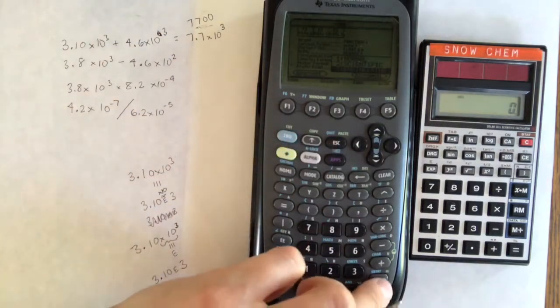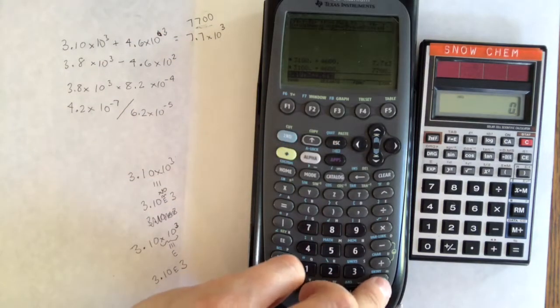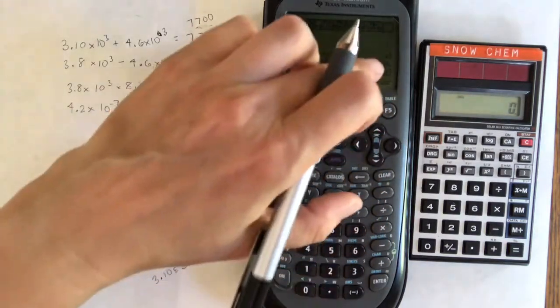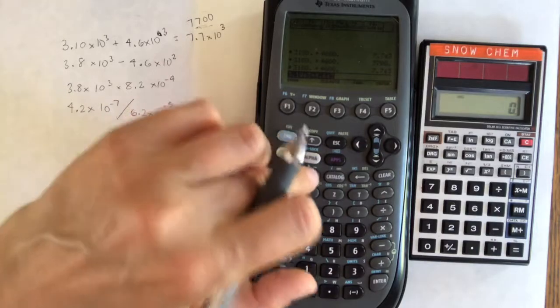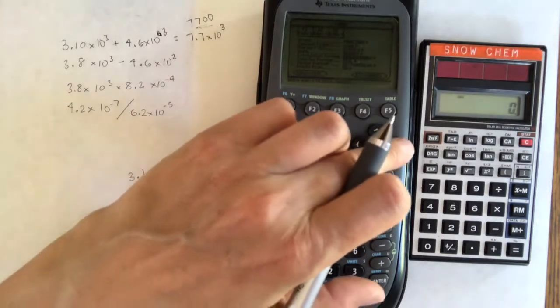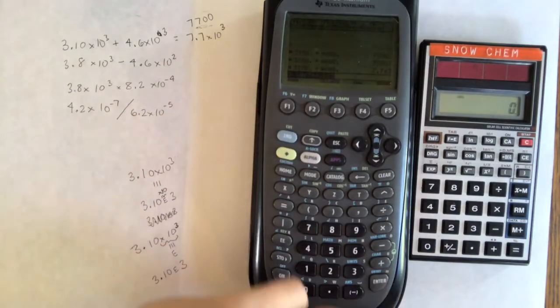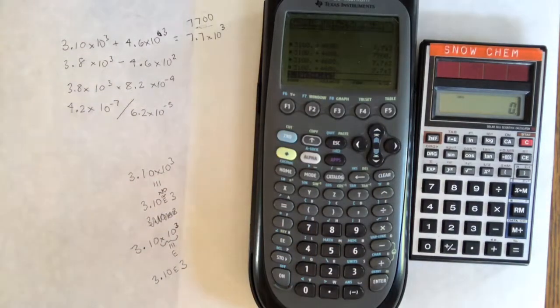And then there's another format here, engineering format. This one should show up with an E. Well, actually, that's the same as the scientific notation in this calculator. Let's go back up. So I'm just going to put this back into scientific notation.